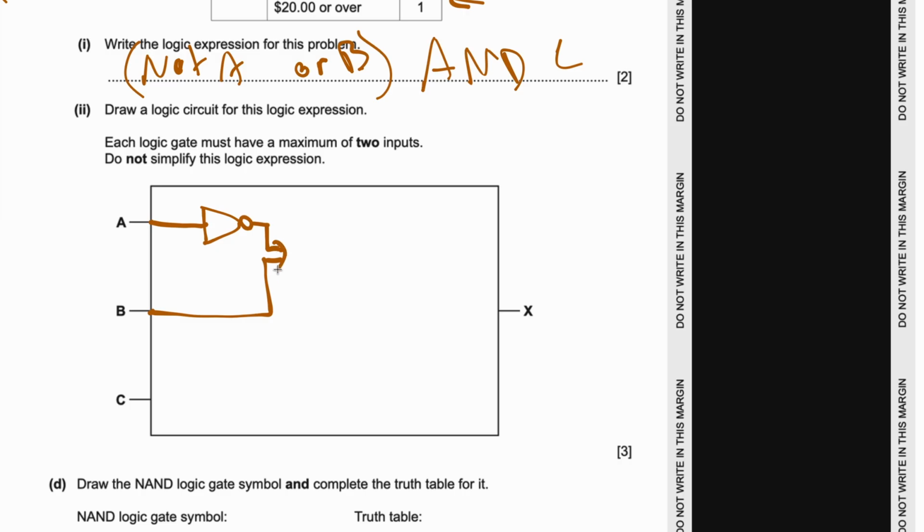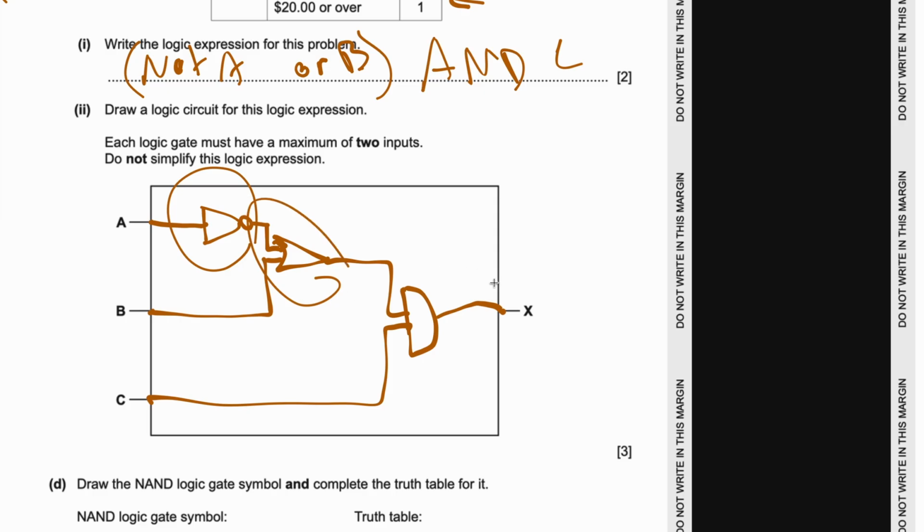So let's draw an OR gate. Okay, we're done with the OR gate, and then we're going to have to AND the output with C. So let's get C from here, right? This is the final answer. So we connect it to X and we're done. It's very simple. 1 mark, second mark, third mark. 3 out of 3. Very simple. No need to be confused.